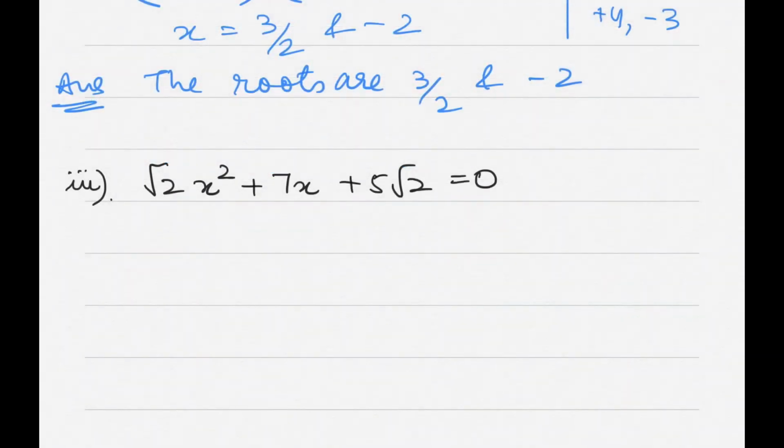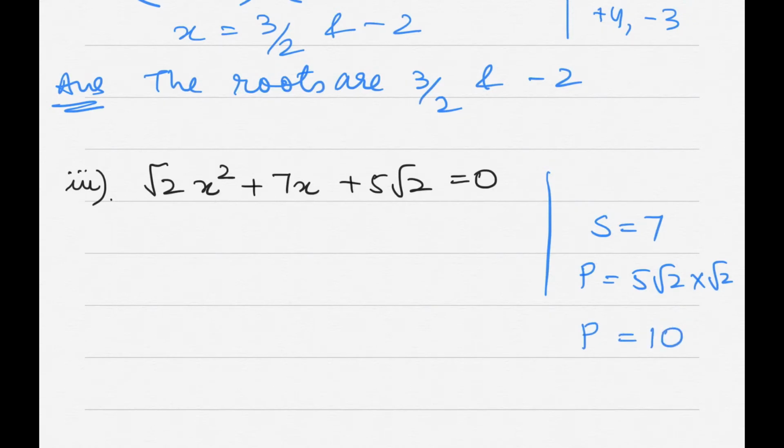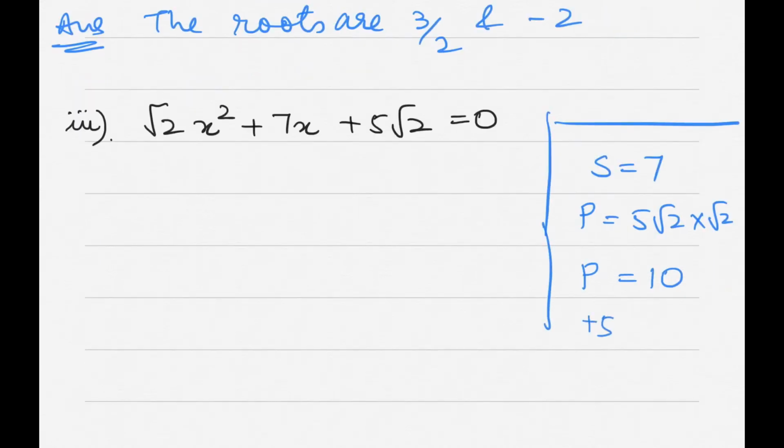Third part says my equation is root 2 x square plus 7x plus 5 root 2 is equal to 0. So here my sum is equal to 7 and product is equal to 5 root 2 into root 2. So this also becomes 10, right? 5 into 2, root 2 into root 2 will become 2 and then I'll get 10. So my numbers are plus 5 and plus 2, correct?